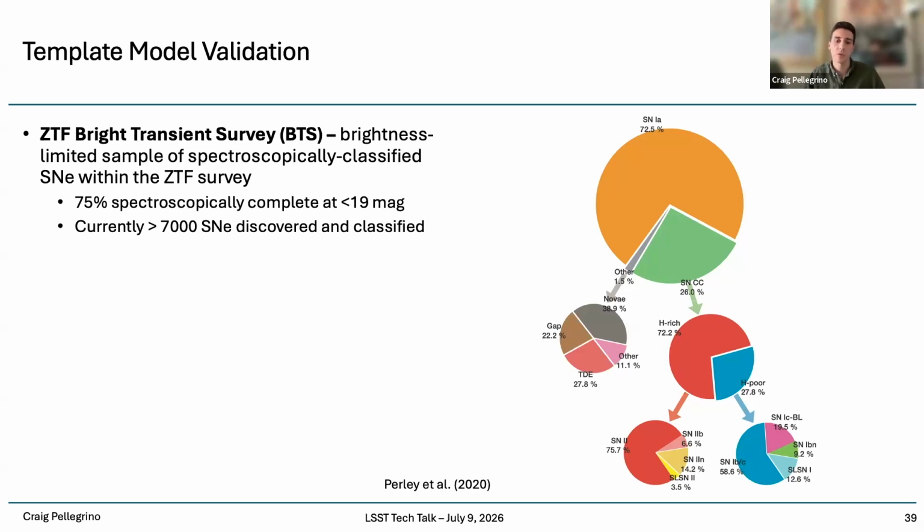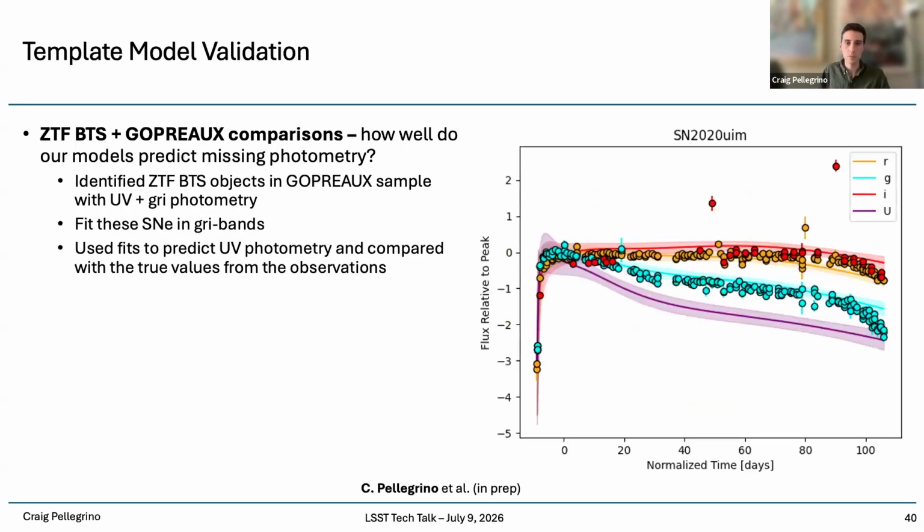They have very good coverage of all of the major subtypes that we have in GoPro, so it makes this comparison easier. And because these are mostly nearby objects, due to the brightness limited nature of this survey, they tend to be observed with Swift more often, and so there's substantial overlap with our own sample, which means that we can use left-out photometry from objects in our sample to validate our template predictions. So we're essentially curious to see how well our models can predict missing photometry.